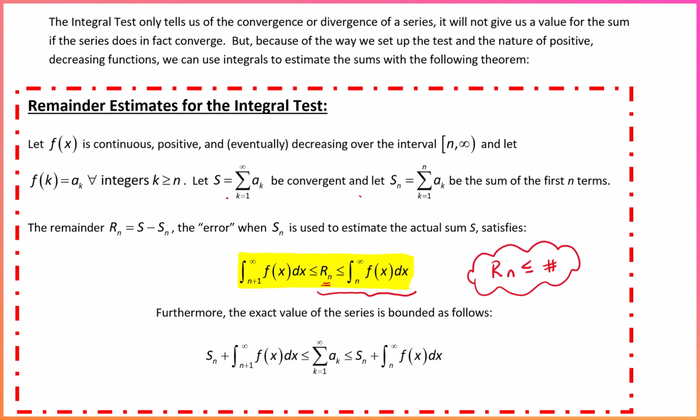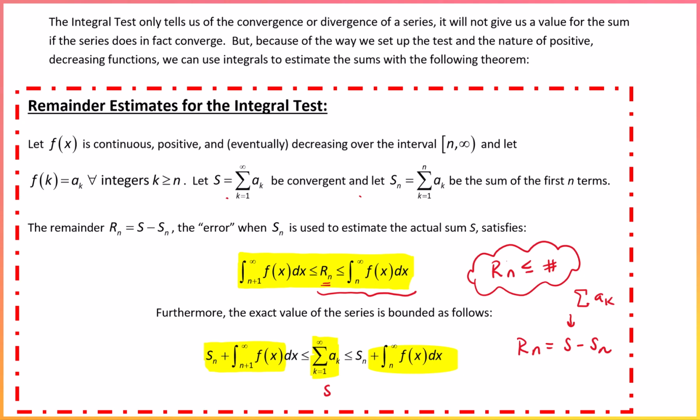Then if we just think about how R sub n is defined, knowing that R sub n is actually equal to S minus S sub n, if we were to plug that in, and S, by the way, is the actual sum of the series. So if we were to plug that in, we could get the following result that we have on the last line here of this remainder estimate, that the actual series itself, that's my S value, is going to be in between the partial sum plus the integral from n to infinity of f of x and the partial sum plus the integral from n plus 1 to infinity of f of x dx.